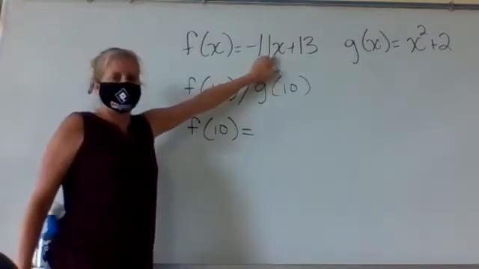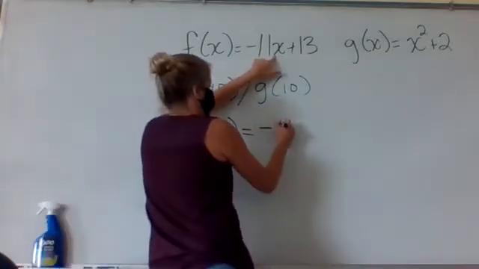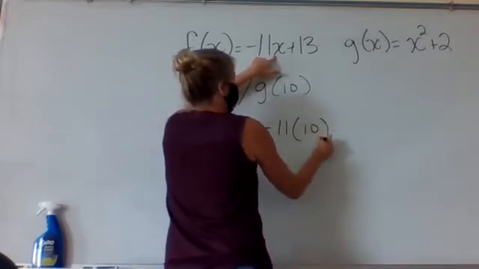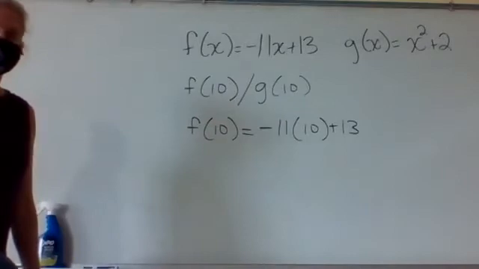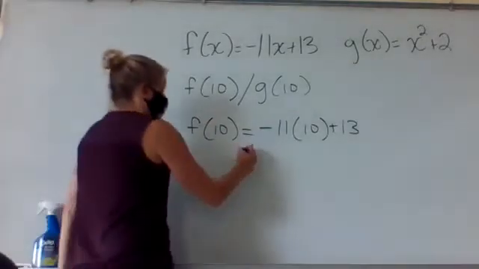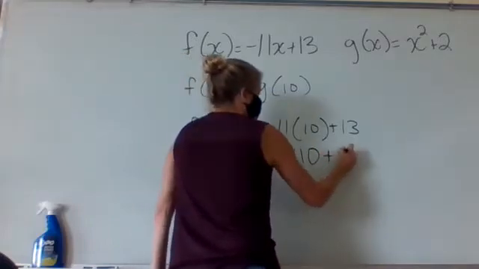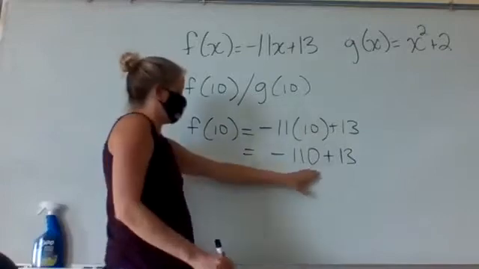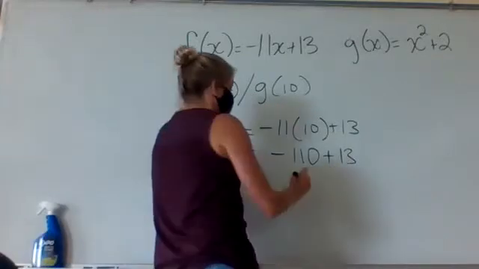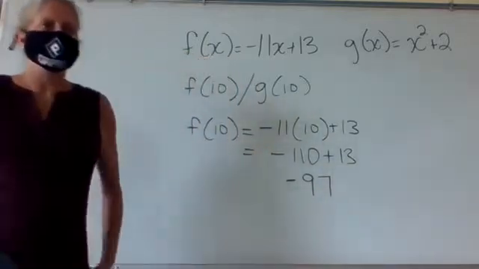Go to f and replace your x with a 10. So I'll have negative 11 times 10 plus 13. Negative 11 times 10 is negative 110. Bring down the plus 13, and negative 110 plus 13 is negative 97.